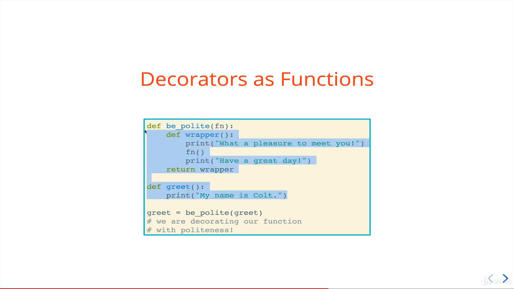At this point, these two functions have nothing to do with one another, totally separate. But then there's this line. This is where we start to decorate our function, where we take greet and we pass it in to be polite, and we save the result that's returned, the wrapper function, to a new variable. In this case, we're just calling it greet. So greet is equal to the result of passing greet into be polite. And the result of that is that we get a function that takes this functionality and sandwiches it between what a pleasure to meet you and have a great day.